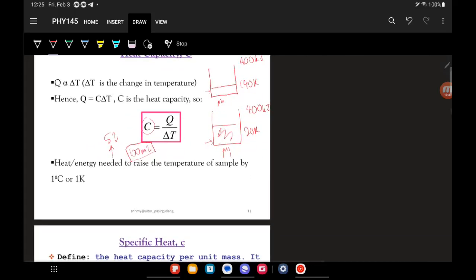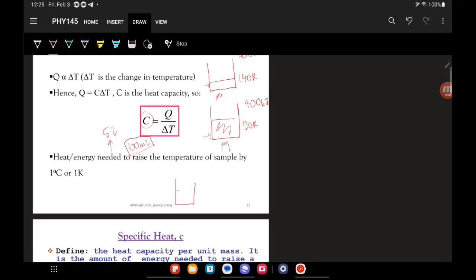If we consider varying the material, let's say I have oil and water of the same volume, we will see that the response to the amount of heat received will be different. If I provide both with 400 kilojoules, I will realize that the oil will increase more in temperature compared to water. So what do you think causes this? Which one has the higher heat capacity?